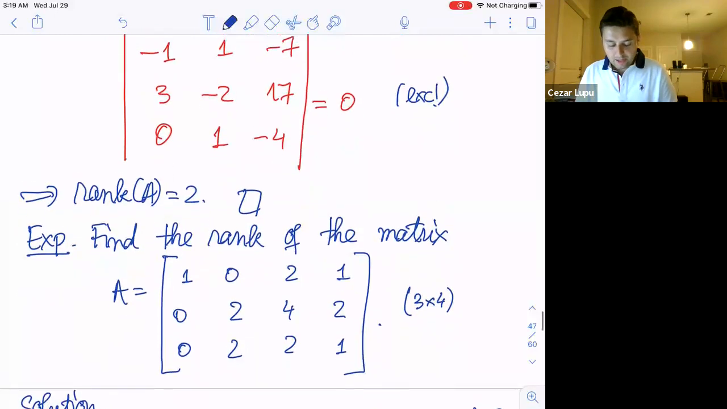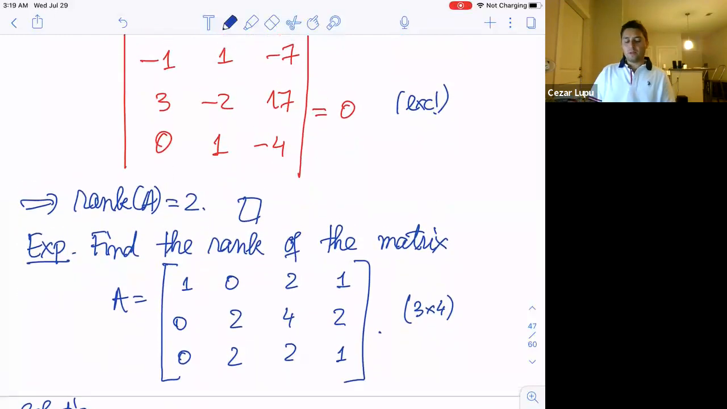All right, let's take another example. Let's find the rank of a matrix. This time I'll pick a 3x4, a non-square matrix. As you can see, I have 3 rows and 4 columns. And the matrix looks like this. And again, I want to find the rank of A.